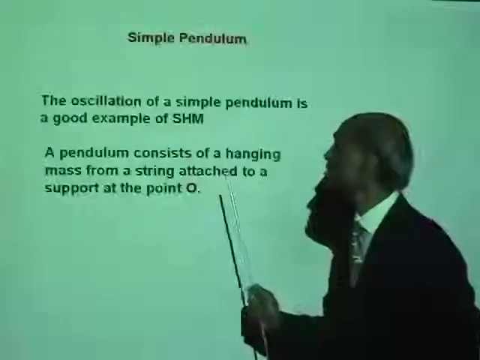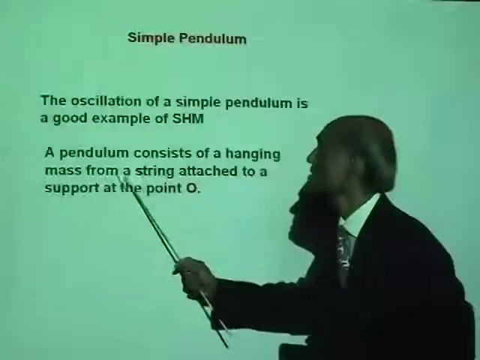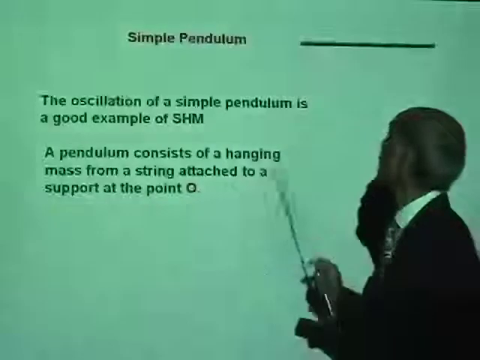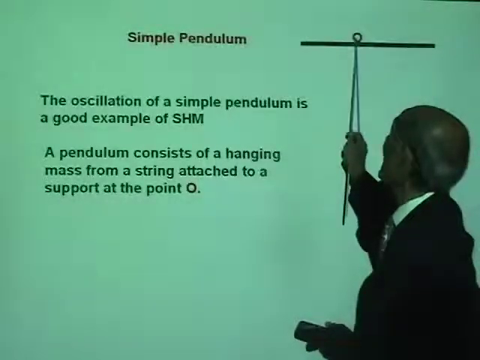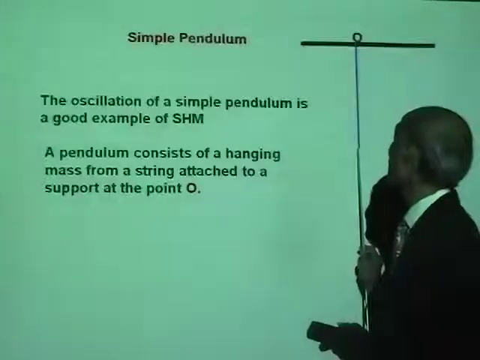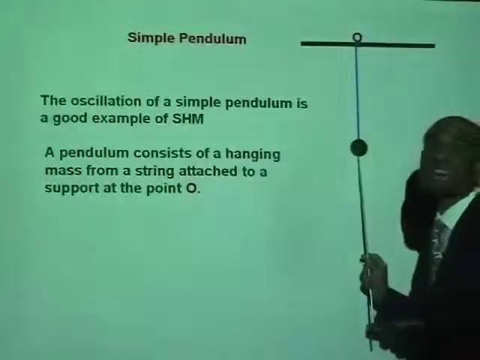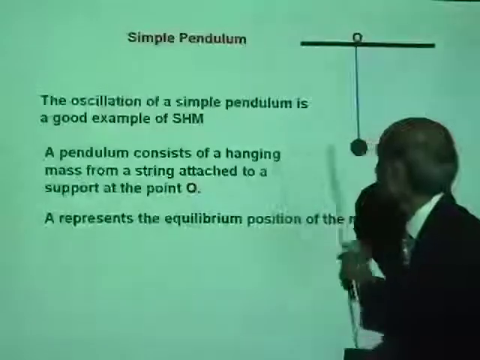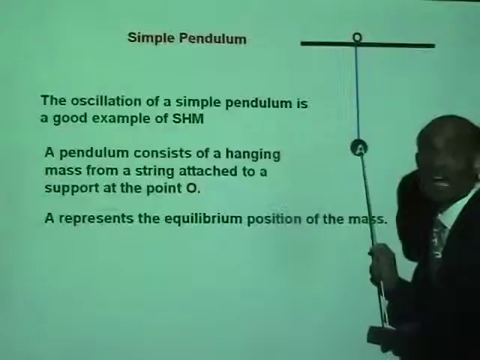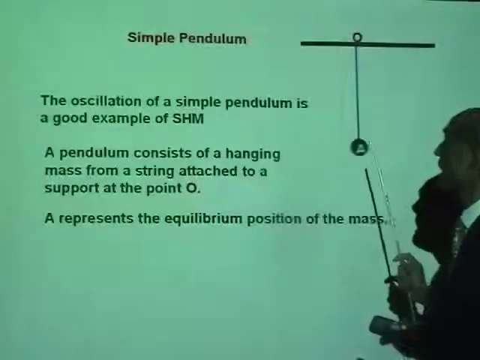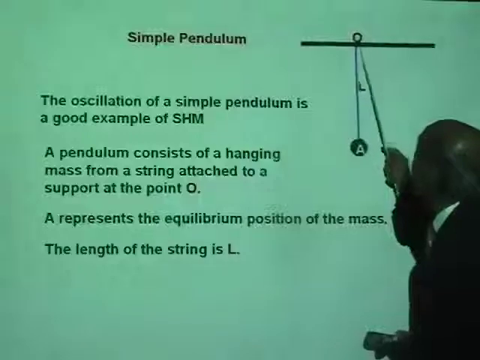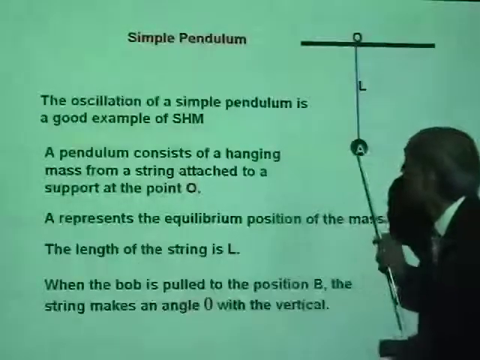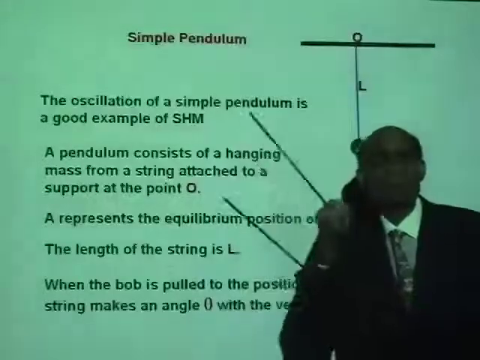A pendulum consists of a hanging mass from a string attached to a support at point O. There is the support and a string hanging from the point O, and the mass is attached to one end. A represents the equilibrium position of the mass. The length of the string is L. This mass is called the pendulum bob.